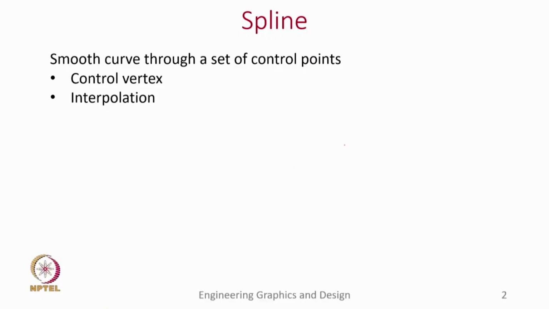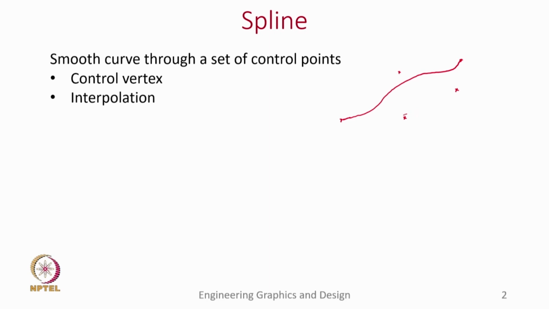One is the control vertex method and second is the interpolation method. Essentially the difference is this. In the first, control vertex method, you first specify the control points, which we also call control vertices. Depending on these points, we get a smooth curve which starts from the first point and ends at the last point. So, it only meets the first and last control vertex, but the shape of the curve is decided by where you place the intermediate control vertices.